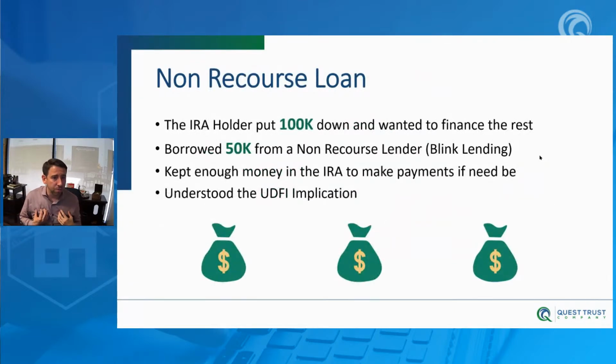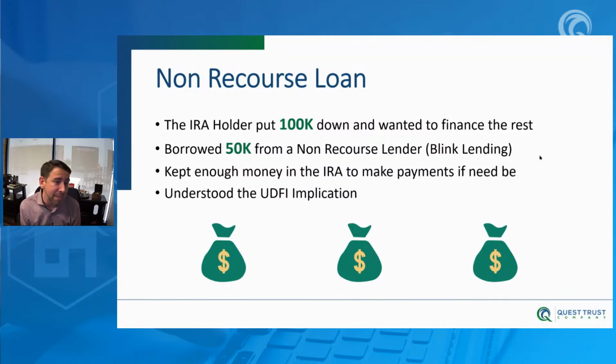The IRA holder was going to put down $100,000, and he wanted to finance the rest. Why is that important? Because he had to borrow $50,000 from a non-recourse lender to make the deal happen. Now he kept enough money in his IRA to make sure he can make payments to the lender if he needs to. Now, Blank Lending, who's a big lender out here in Houston. If you're not in Houston, sorry. I think they only lend in Texas. But they were the ones that were able to provide the non-recourse loan.